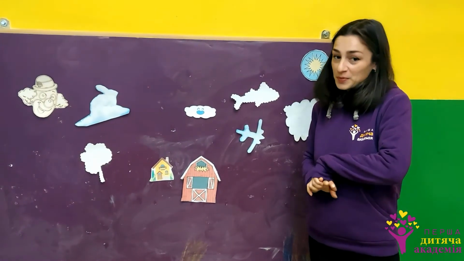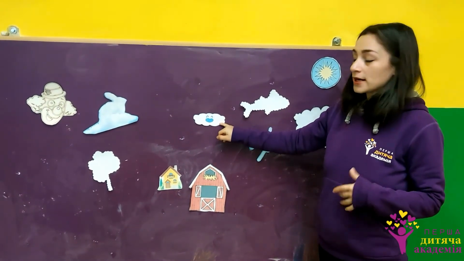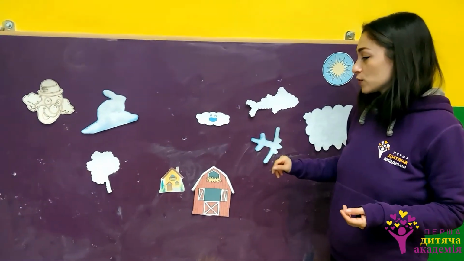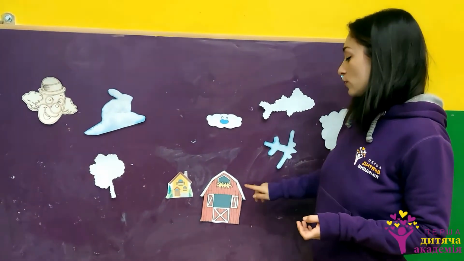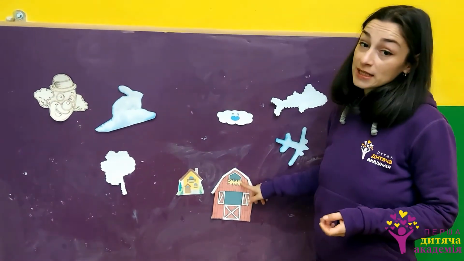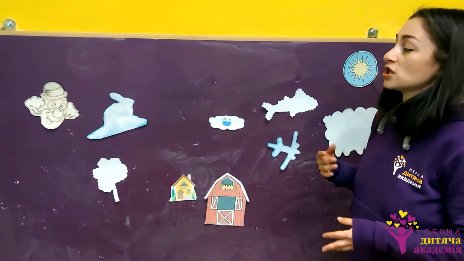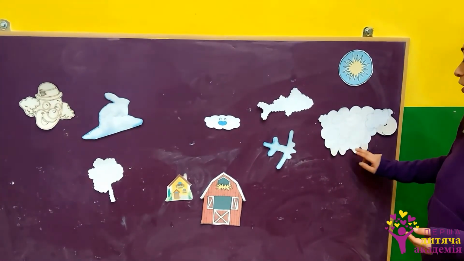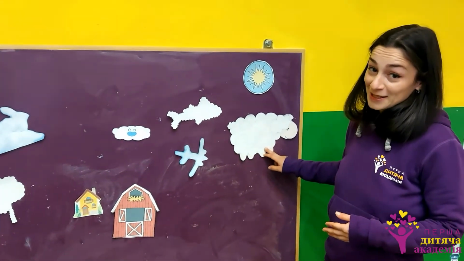Well done. Now guys, let's repeat one more time what happened in our story. So, it was a little cloud. Let's repeat it all together. Cloud. The cloud was playing, it was flying in the sky, and it was touching the roofs of the houses. Let's repeat. A house. Then it started to play and change its shape. First shape that he had was a sheep. Let's repeat all together. Sheep.